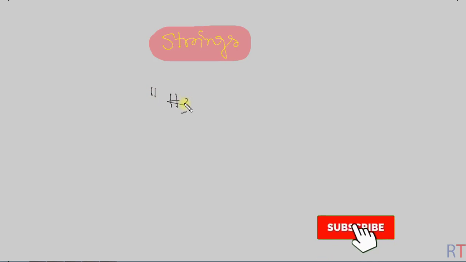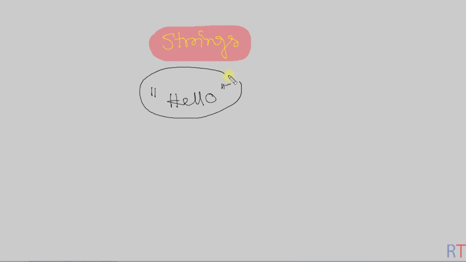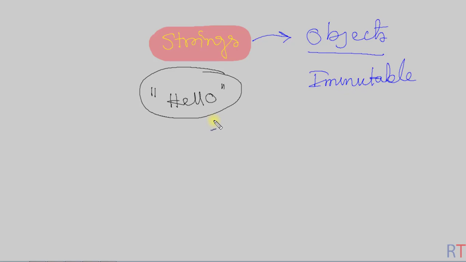Hey, what's up guys? In this video we're going to talk about strings in Java. Strings are a sequence of characters. In Java, anything we put inside the double quotation is a string. All the strings are objects of the String class, and all the strings are immutable. Immutable meaning once we create one string, we cannot modify or make any changes to that string object.